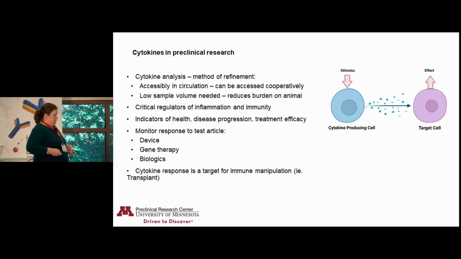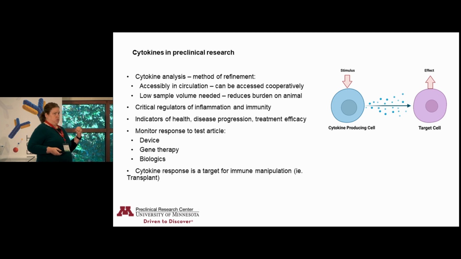So where cytokines come in for us is a couple of ways. Cytokines, as we know, are critical regulators of inflammation and immunity. Being able to assess them, especially in phase in a study, is very important for us because we often have long-term studies. And I also use the multiplexing approach as a method of refinement in research.